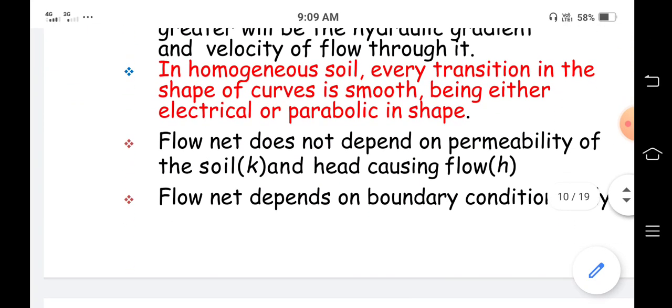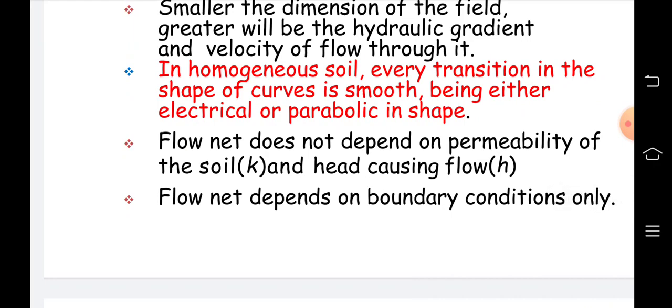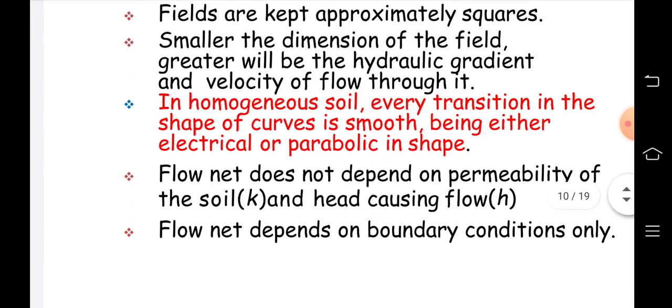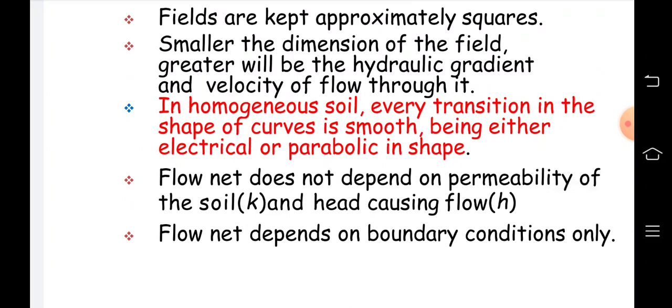Okay, next one, in a homogeneous soil, every transition in the shape of a curve is smooth, being either elliptical or parabolic in shape. Next one, the flow net does not depend upon the permeability of the soil and the head causing the flow. And the last one, the flow net depends upon boundary conditions. So these are not important. Up to these points, these are the important ones.